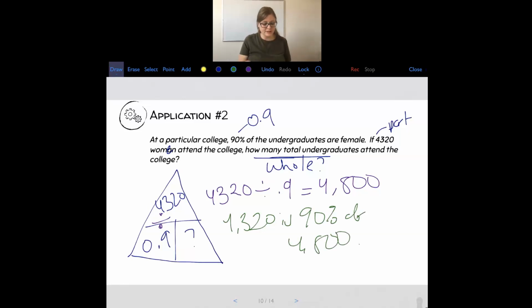And you can always check too. Take 4,320 divided by 4,800 and make sure you get 90%. Okay, so this 4,800 is our final answer.